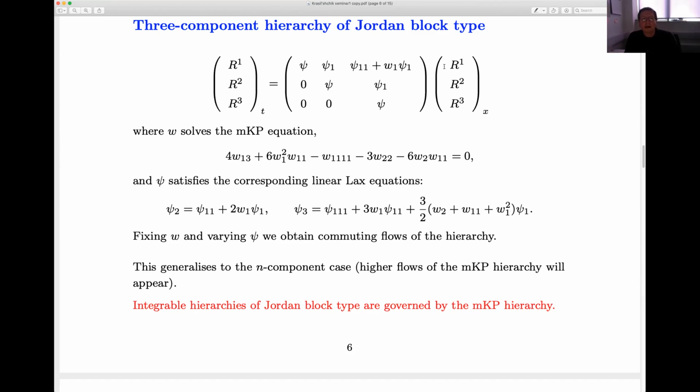So in other words, integrable hierarchies of Jordan block type are governed by the MKP hierarchy. Diagonalizable equations of hydrodynamic type are governed by the n-wave hierarchy. And Toeplitz and Jordan type commuting hierarchy is governed by the MKP hierarchy, right? Different hierarchies. So what do we have in general?